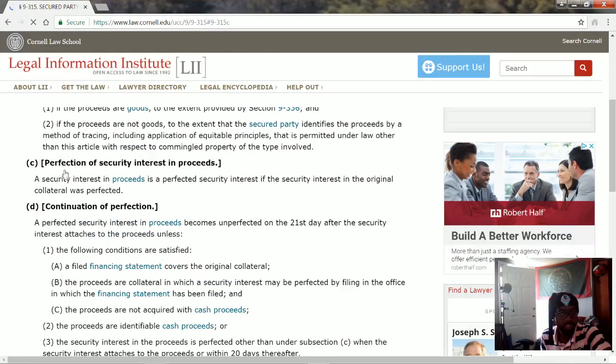What was that? 9-315(c), perfection of security interest in proceeds. A security interest in proceeds is a perfected security interest if the security interest in the original collateral was perfected.